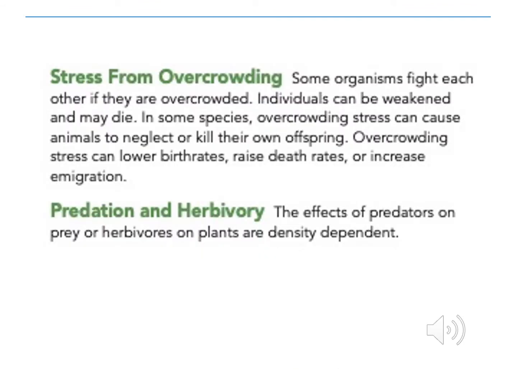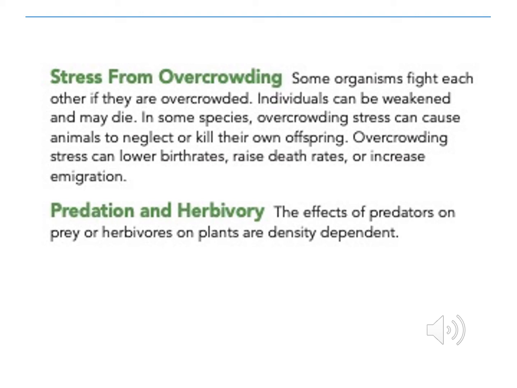Some organisms fight each other if they are overcrowded. Individuals can be weakened and may die. In some species, overcrowding stress can cause animals to neglect or kill their own offspring. Overcrowding stress can lower birth rates, raise death rates, or increase immigration.